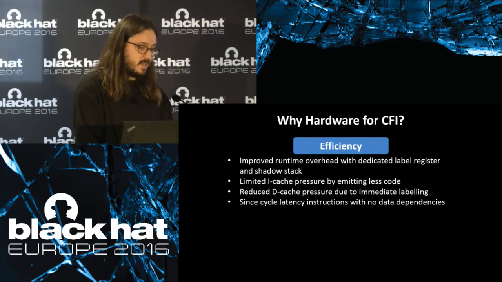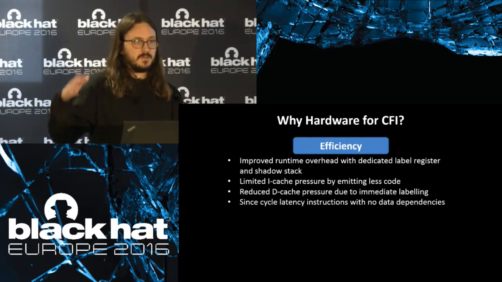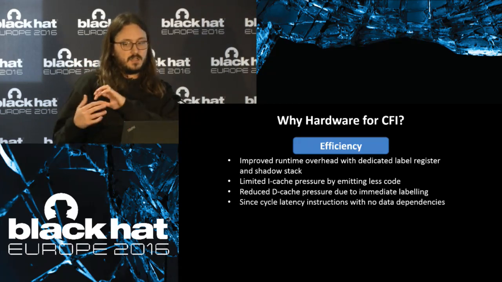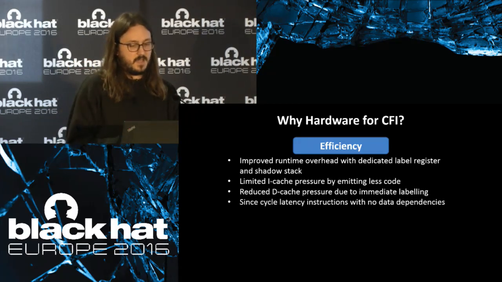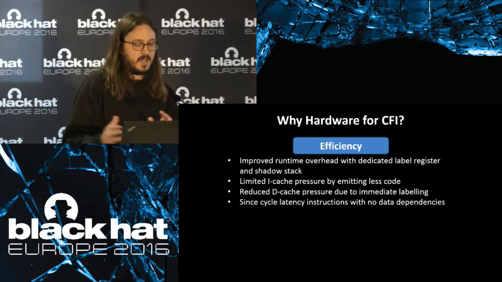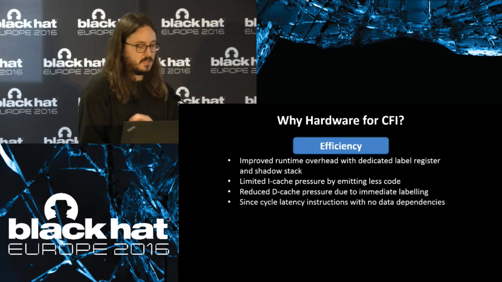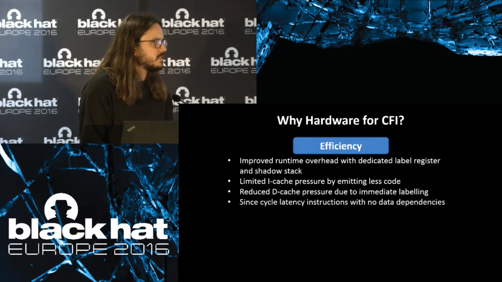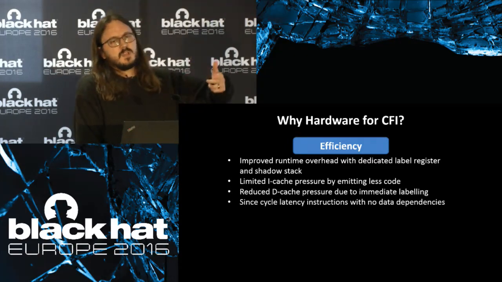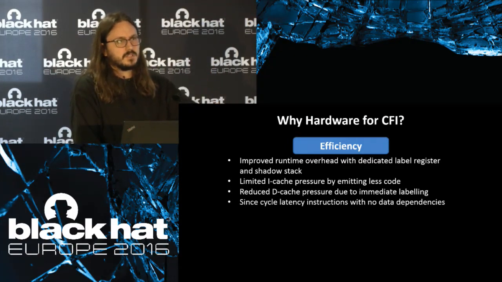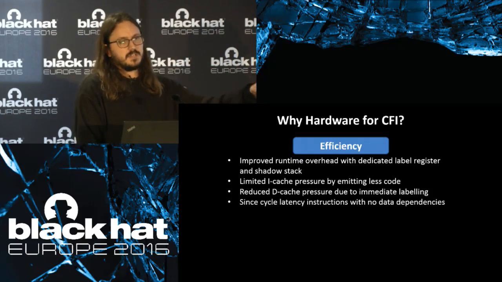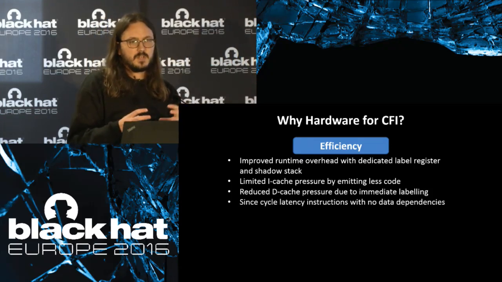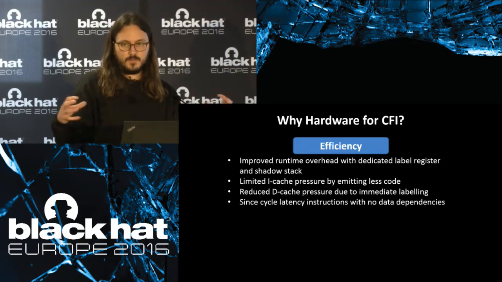We also have reduced dcache pressure because we're not setting up some CFI metadata in the program's data space. We have a dedicated label state stack, and that avoids referencing from dcache. And the instructions that we've introduced are actually single cycle instructions. All we do is simply toggle the functional units so that they execute as no operation instructions. And then the CFI hardware manages their operations separate from the out-of-order functional unit.